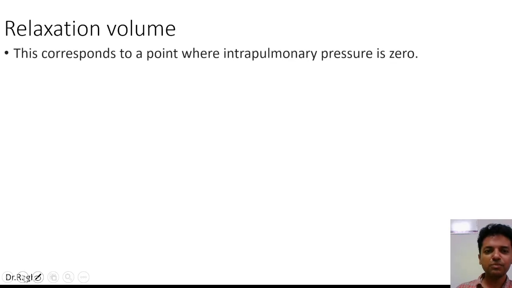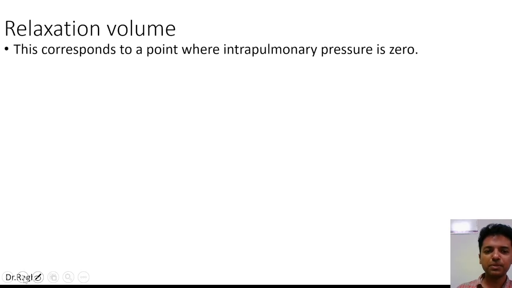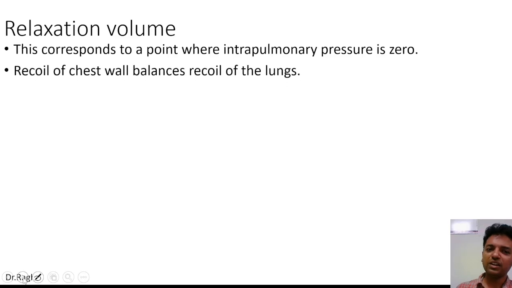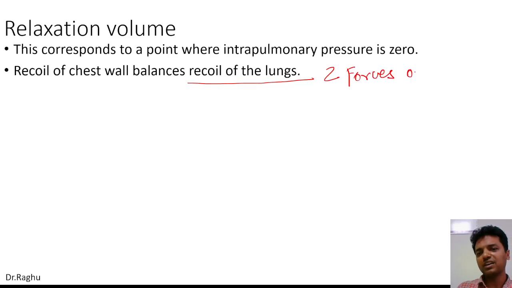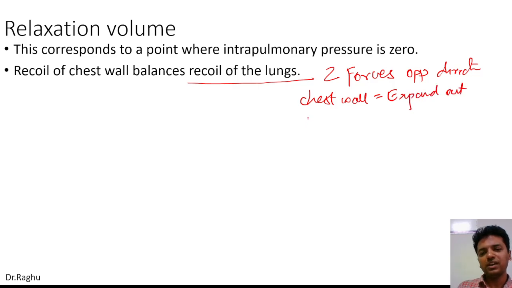So relaxation volume corresponds to a point where intrapulmonary pressure is absolutely zero. Recoil of the chest wall here balances the recoil of the lungs. I told you that two forces are always acting in opposite directions. One is a force of the chest wall, which always wants to expand out. One is a force of the lungs, which always wants to collapse in. So one force is acting in this direction, another force is acting in this direction.